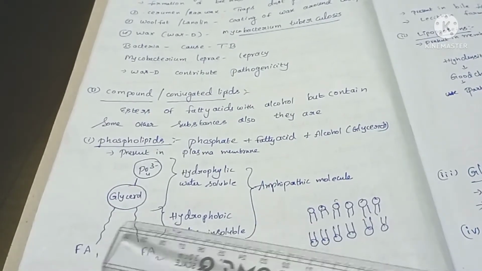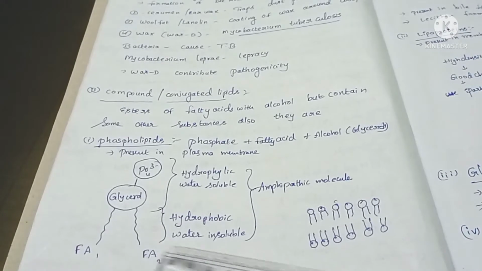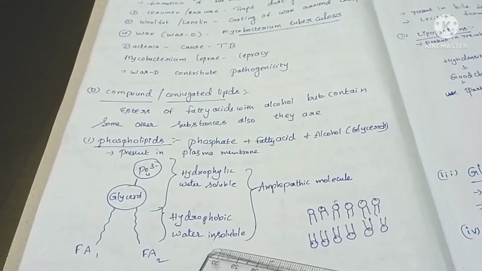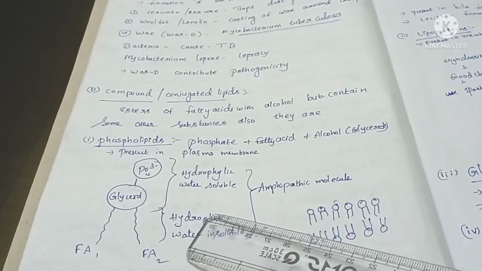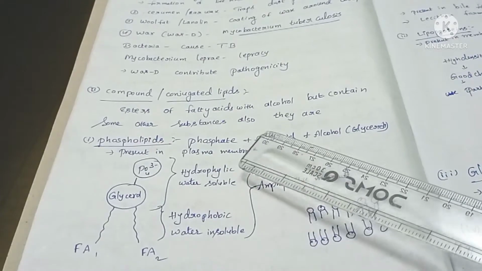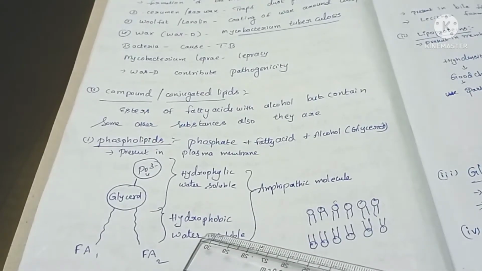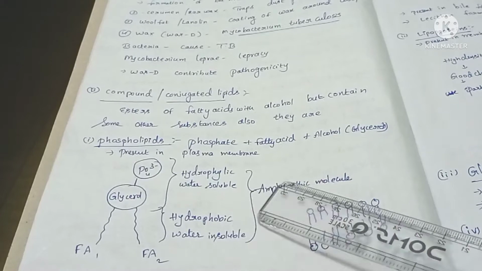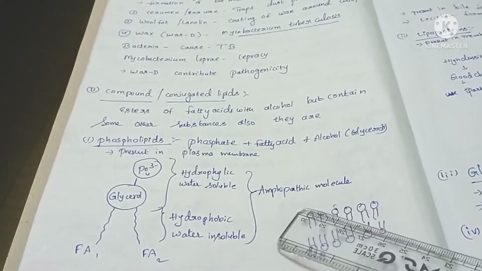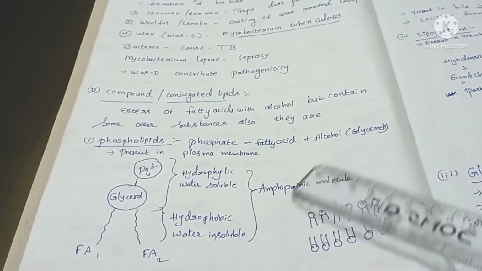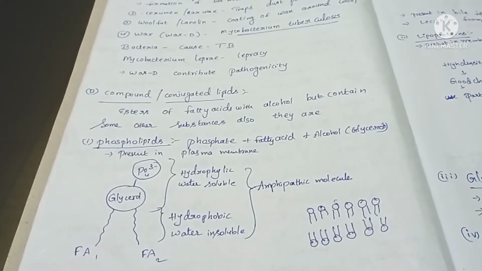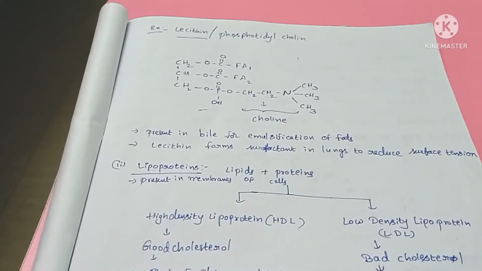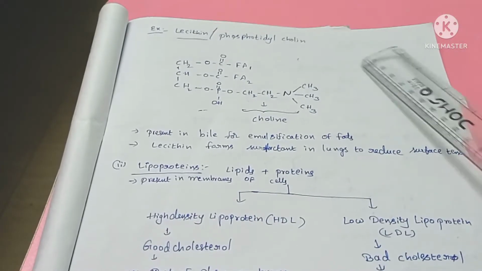Whereas in the tail region, 2 fatty acids are attached. This tail region is hydrophobic, that is water insoluble or non-polar in nature. Within the same molecule, both hydrophilic and hydrophobic characters are present, and that molecule is called an amphipathic molecule. An example for these phospholipids is lecithin.